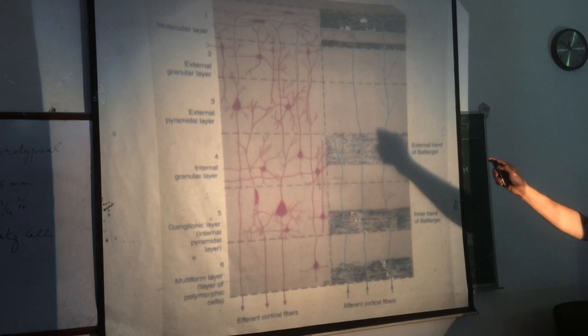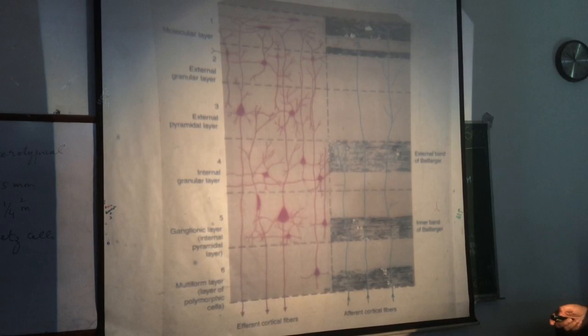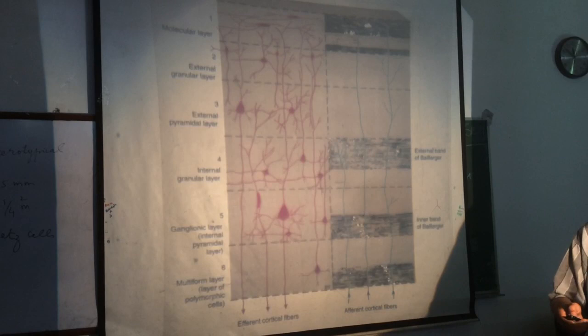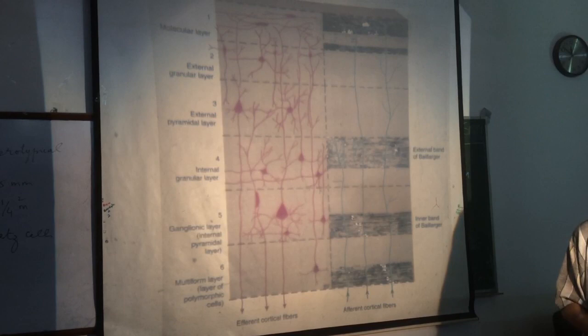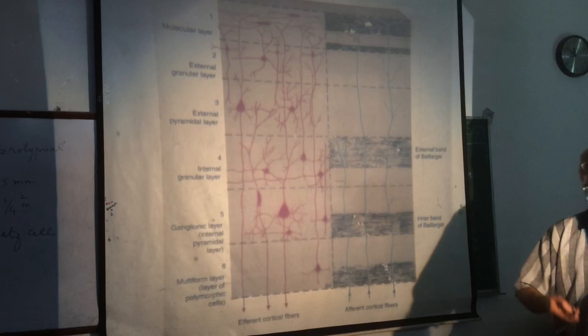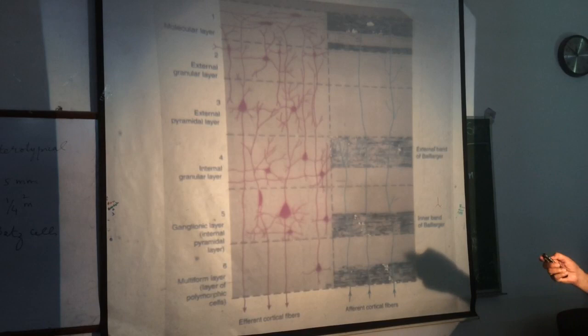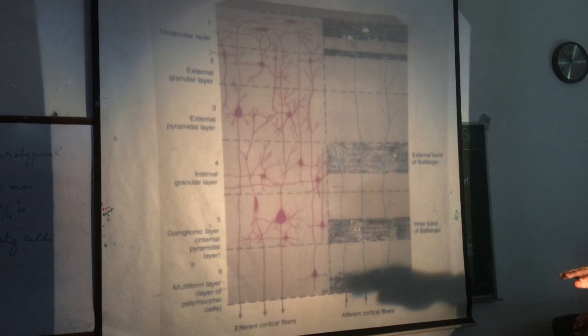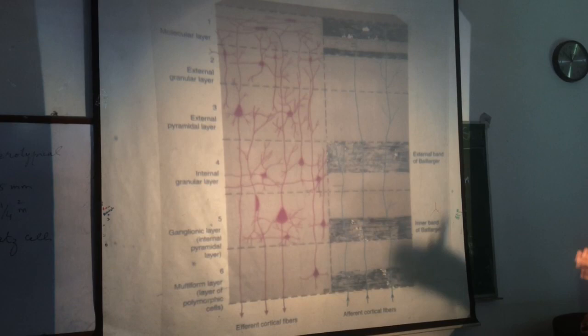This cortex is present in the postcentral gyrus, where there is the somatic sensory area. It is also present in the superior temporal gyrus, the auditory area, and also in parts of the hippocampal gyrus. So the granular type of cerebral cortex is present in sensory areas.